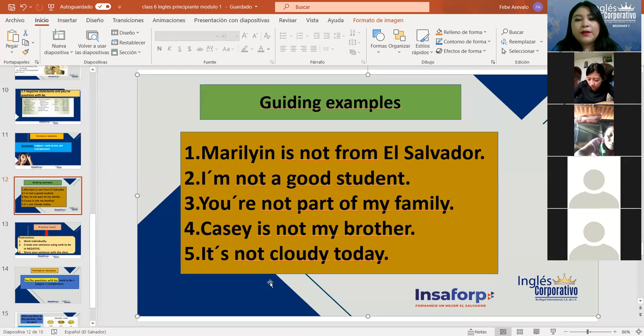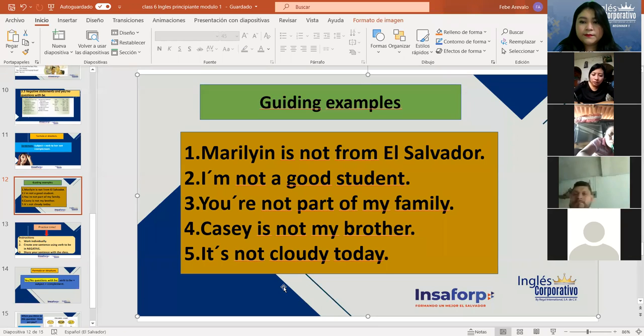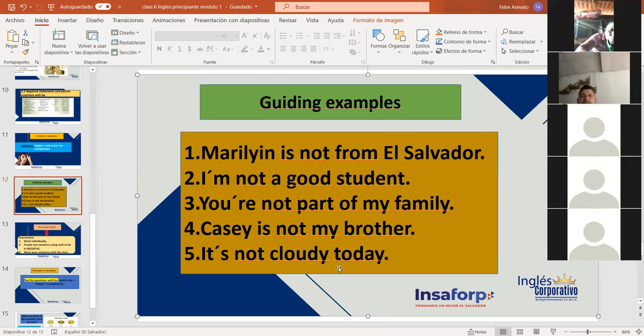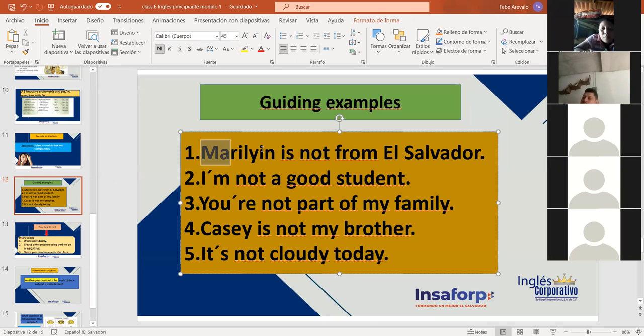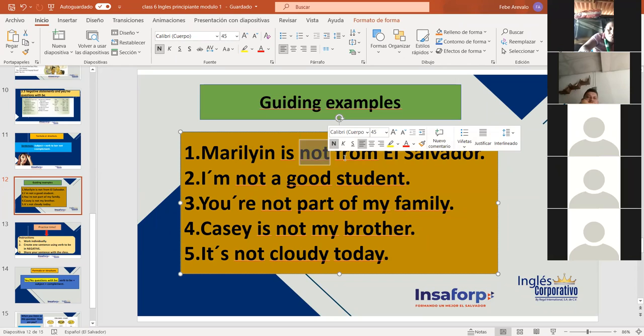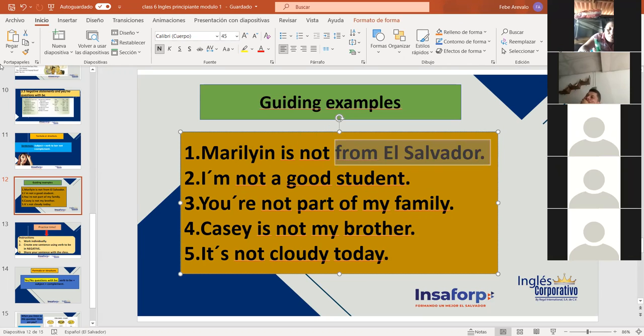Let's see, ¿tienen alguna pregunta de acuerdo a este vocabulario de estas oraciones? No, everything clear. Excellent, very good. All right, entonces veamos. Recordemos la structure, subject plus verb to be plus not plus complement. Entonces yo tengo mi subject, which is Marilyn, my verb to be, which is my negative, not, y lo demás, complement. All right, lo mismo aquí.